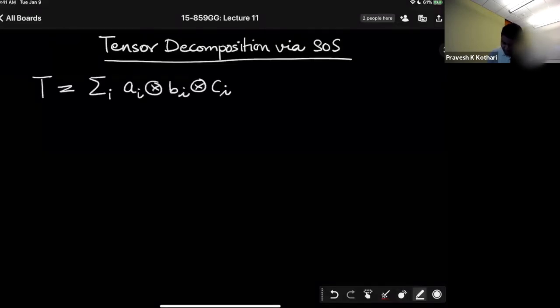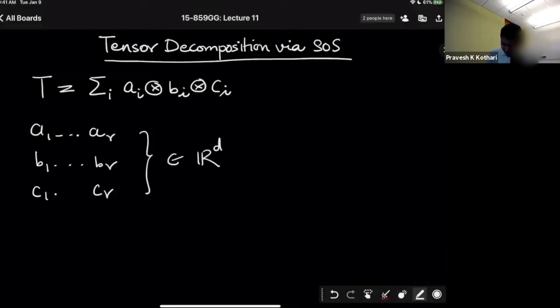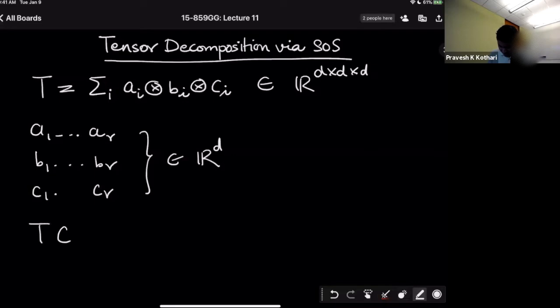So what kind of an object is this? Here, a_1 up to a_r, and similarly b_1 up to b_r, c_1 up to c_r are all vectors in, let's say, some d dimensions. And this object that I have here is an object in R^(d×d×d). So I think of this object as indexed by 3 indices, each of which takes a value between 1 and d.